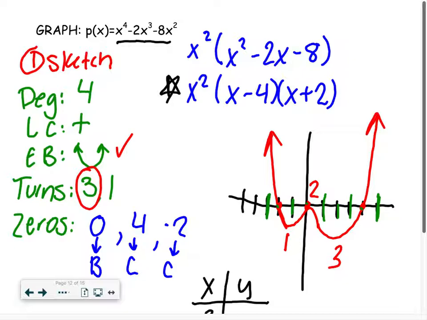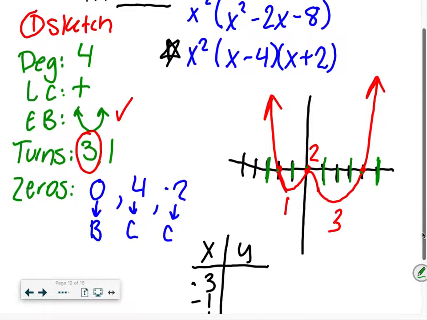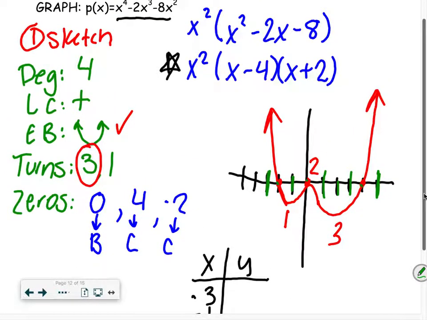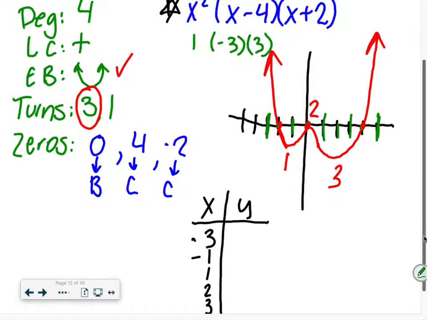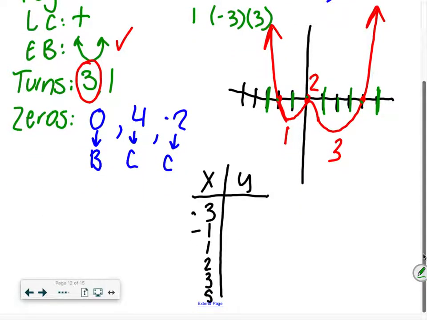So let's do some of these numbers. Let's do 1 first. Skip down to 1. If I plug 1 in here, what's 1 squared? 1. If I plug 1 into here, what's 1 minus 4? -3. If I plug 1 in here, what's 1 plus 2? 3. What is 1 times -3 times 3? -9. So on our table, at 1, the y value is -9.